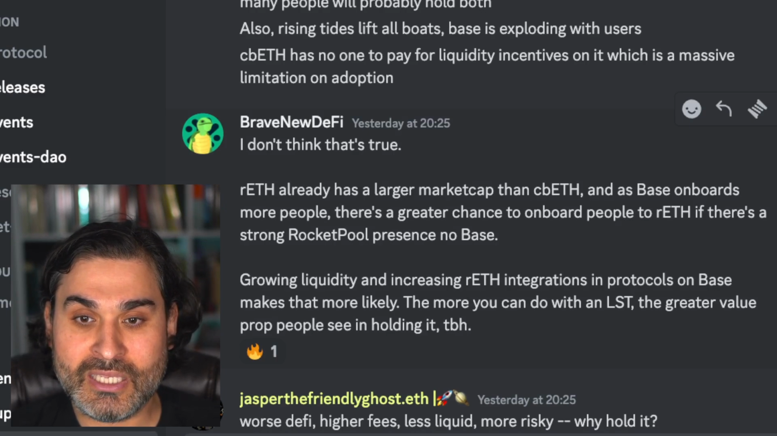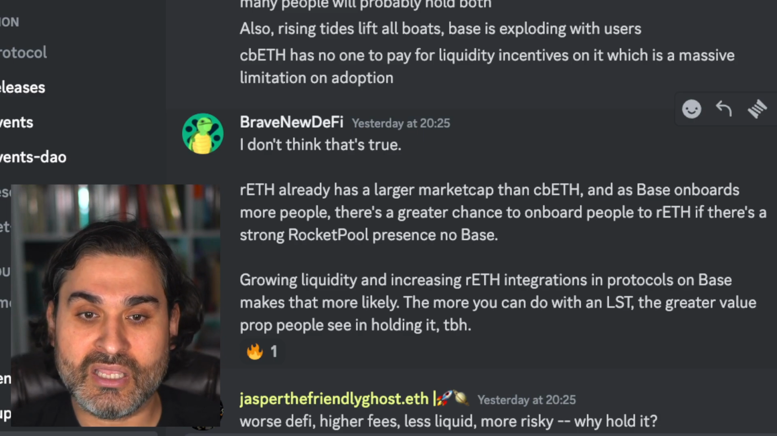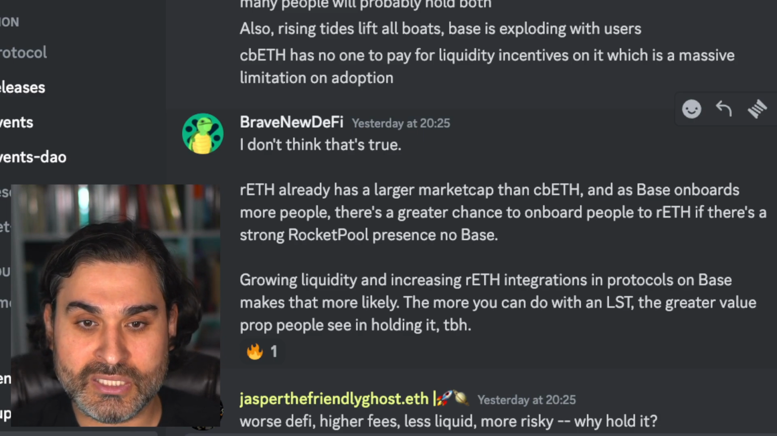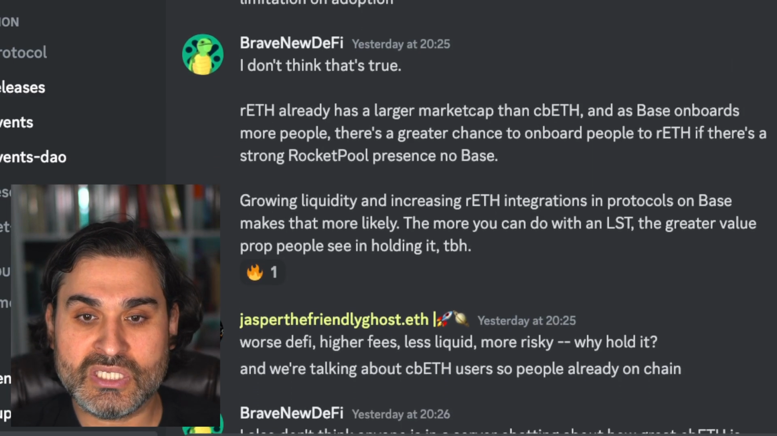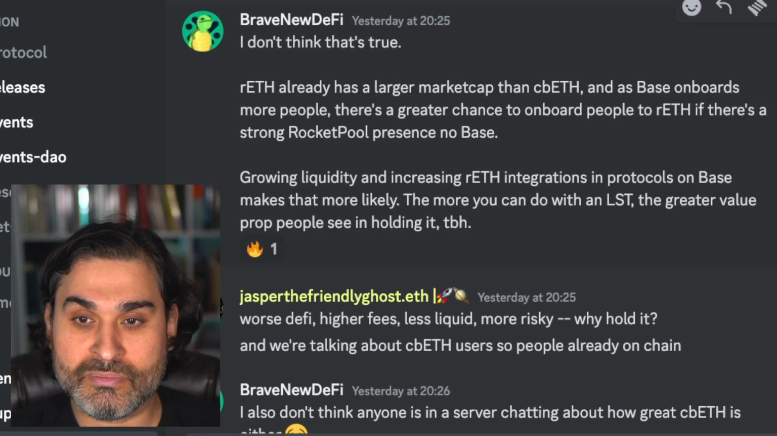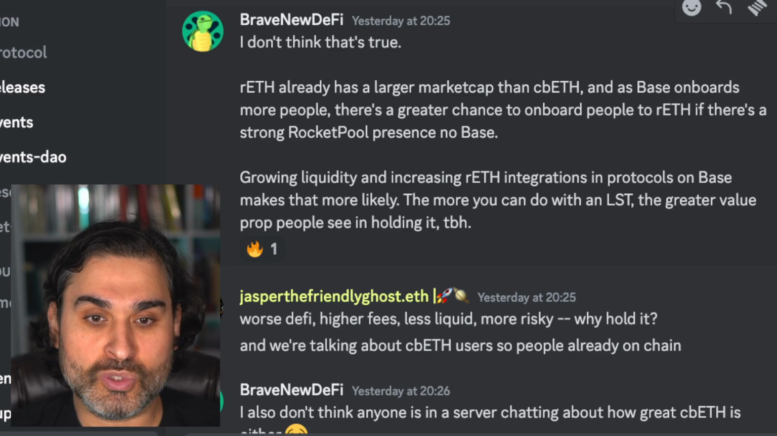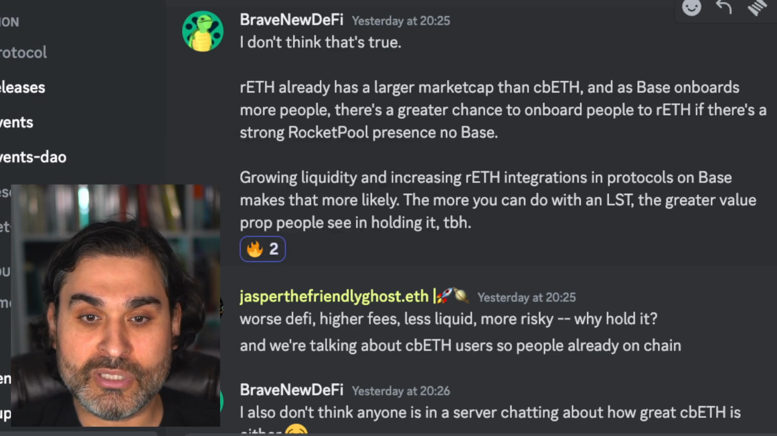And as Base onboards more people, there's a greater chance to onboard people to rETH if there's a strong Rocket Pool presence on Base. Growing liquidity and increasing rETH integrations and protocols on Base makes this more likely. The more you can do with an LST, the greater value prop people see in holding it, to be honest. And this is Brave New DeFi, who works with Flat Money.